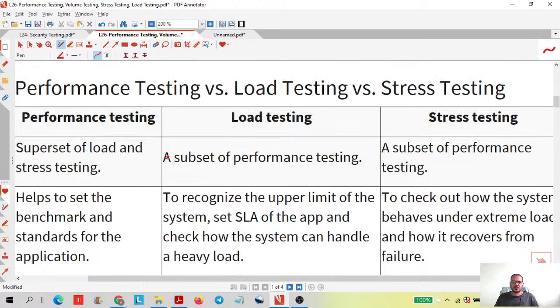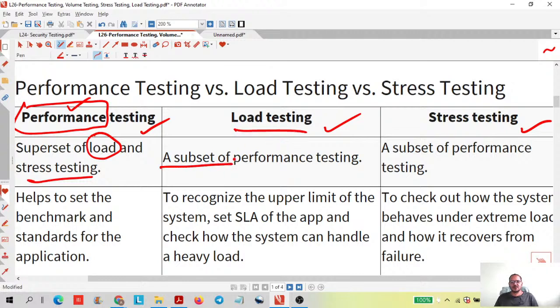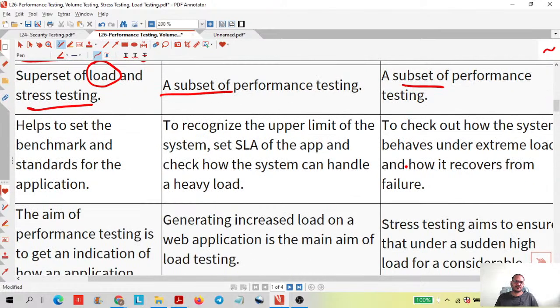So this is the difference between, I hope it is visible, performance testing, load testing, and stress testing. Performance testing is a superset of load testing and stress testing. Load testing, stress testing, volume testing, endurance testing, spike testing are all types of performance testing, right? So it is a superset of load and stress, and load testing is a subset of performance testing. Stress testing is also a subset of performance testing.